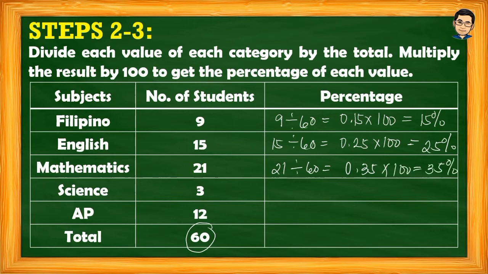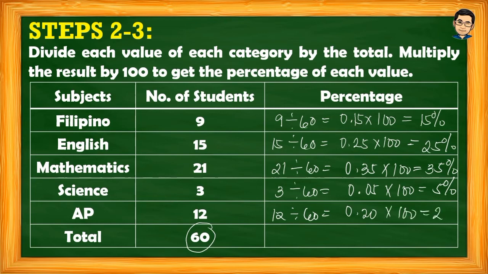So, 0.35, pwede po tayong mag-move ng 2 decimal places to the right. So, para mas madali tayong makakuha ng sagot. Make sure 2 decimal places to the right lang po tayo. Next, science naman, 3 divided by 60 will get 0.05 times 100, that is 5%. Finally, 12 divided by 60, that is 0.20 times 100, that is 20%.